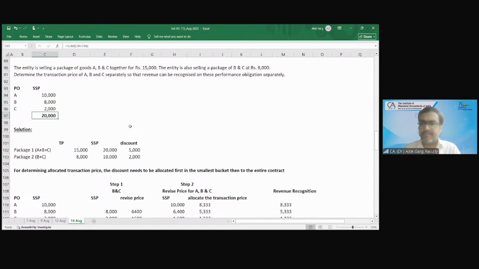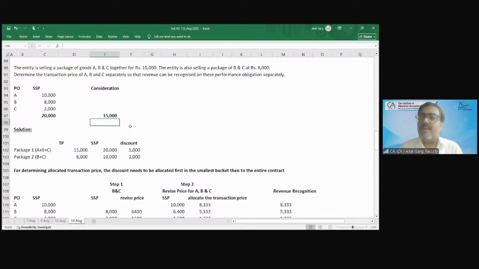Is that clear? 10, 8 and 2? Yes, sir. Then, what is the total consideration this entity is receiving? 15,000. Consideration from the customer is 15,000. This entity is receiving a consideration of 15,000 rupees.